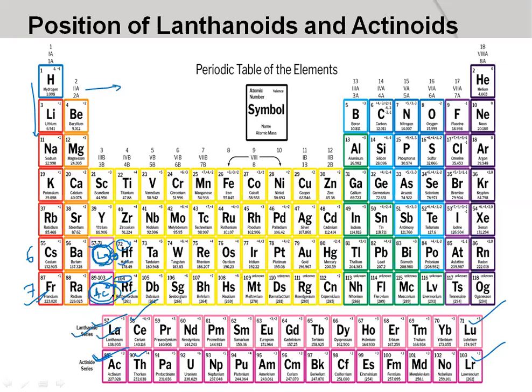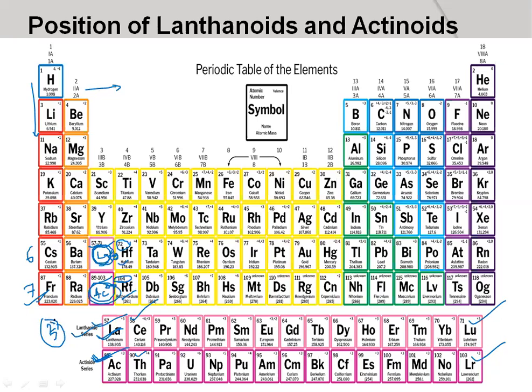Okay, I hope it is clear to all of you. Now there are some reasons which justify this position of lanthanide series and actinide series. All these elements, 14 elements from lanthanide series and 14 elements from actinide series, show the group valency of 3.